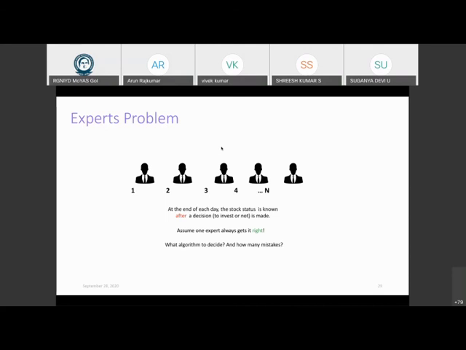Now, here's the thing. There is one stock market guru in this participant list who knows exactly whether the market is going to go up or go down. He's a guru, he knows exactly if it will go up or down, and he will also tell you his answer.